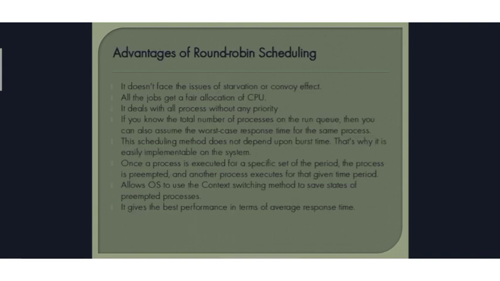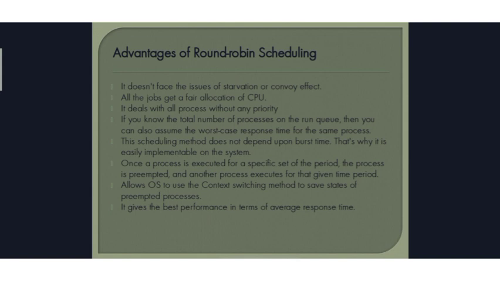Now, advantages of round robin scheduling. It doesn't face the issue of starvation or the convoy effect. I've explained this earlier. All the jobs get a fair allocation of CPU. As I said, everyone gets equal space and equal time to perform. It deals with all processes without any priority. Yes, everyone is given an equal time slice. If you know the total number of processes on the run queue, then you can also assume the worst case response time for the same process. If there are many processes, then the repetition and arrangement may be different or complex too.